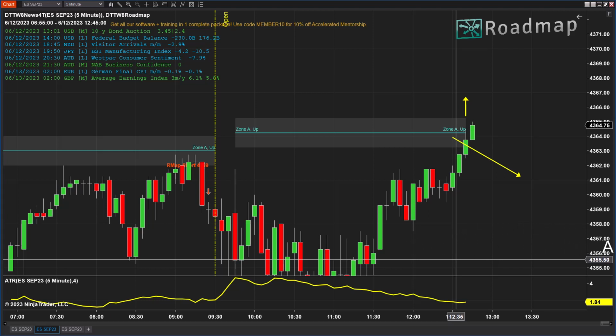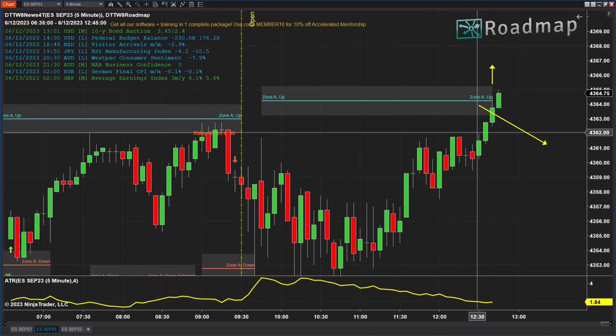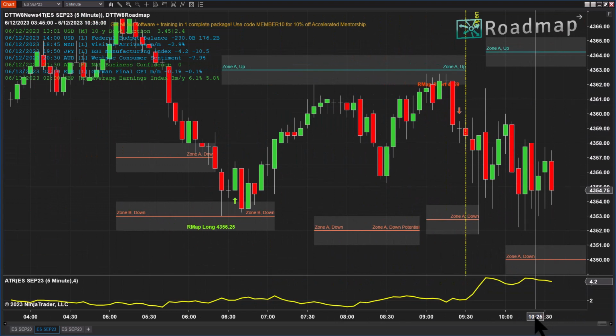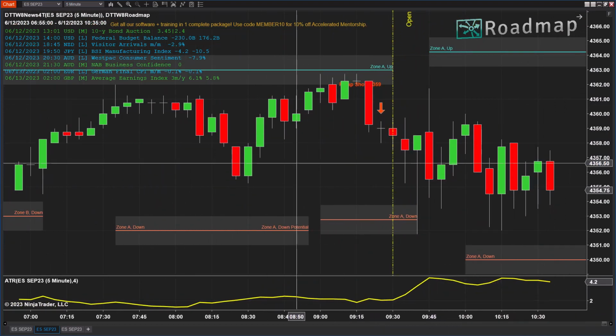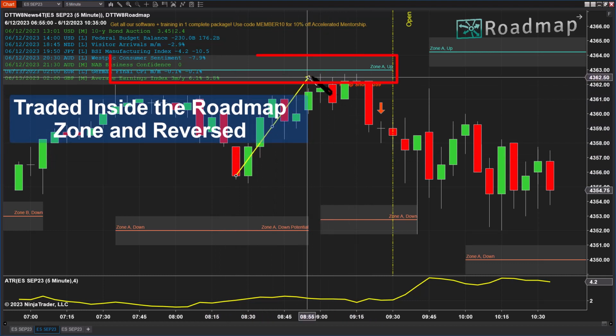Let me show you an example here while this is hanging around, going up and down. Earlier today, just before the market opened, the market started to go up and it landed here in this roadmap zone.